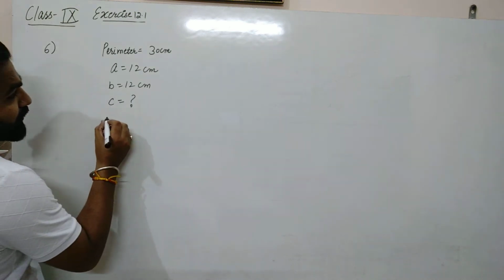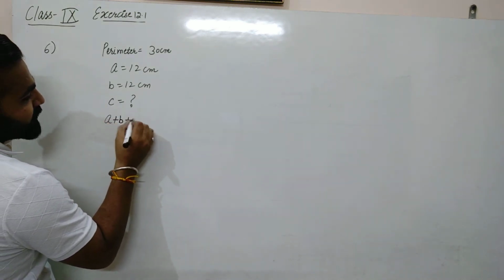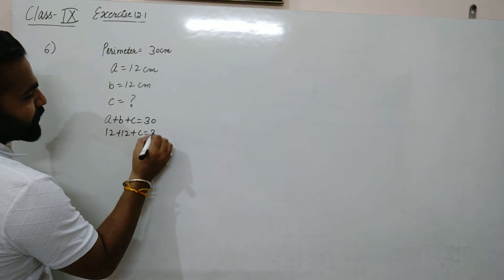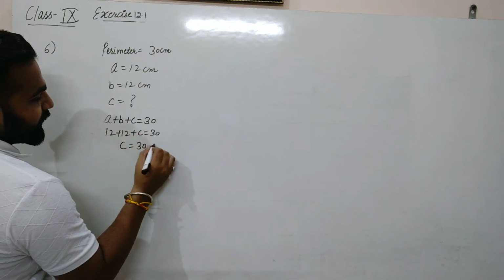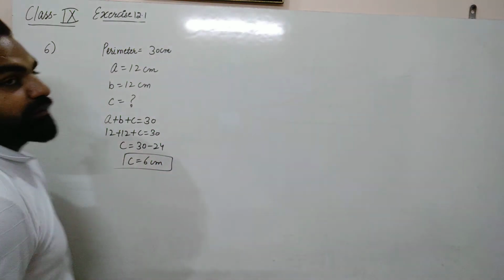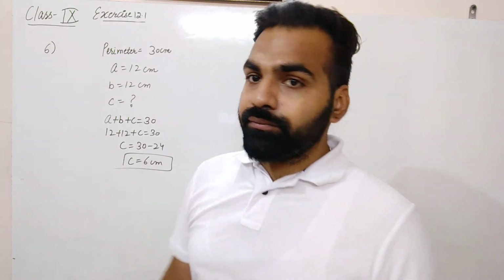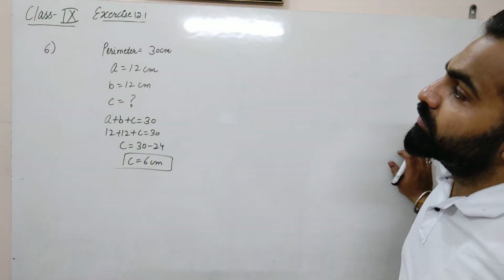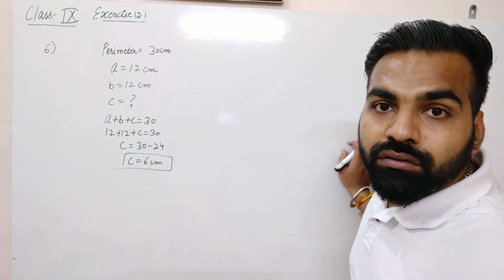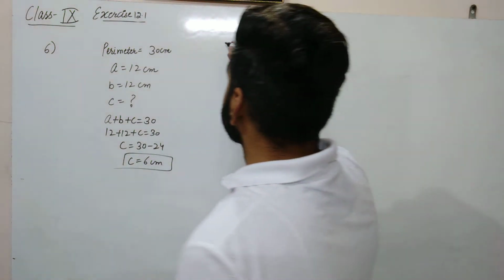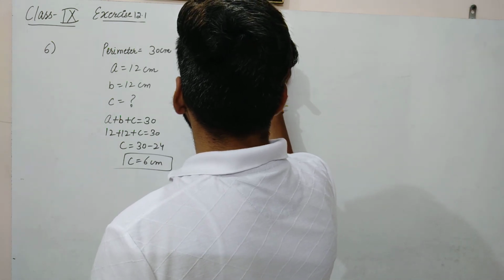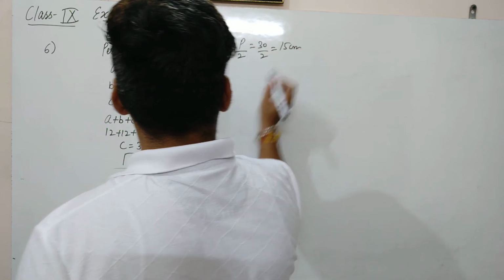So perimeter is equal to sum of sides. So 12 plus 12 plus c is equal to 30. C is 30 minus 24. This is equal to 6 centimeter. Clear everyone? So this is the third side here. Now we have to calculate the area of the triangle. So first of all calculate semi-perimeter, P by 2, 30 by 2, that is 15 centimeter.